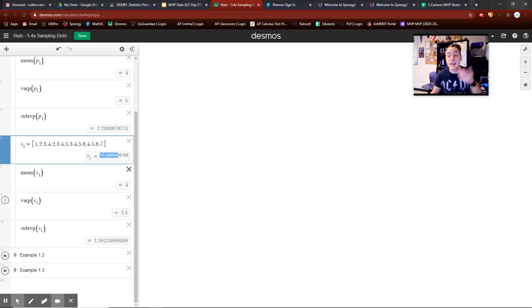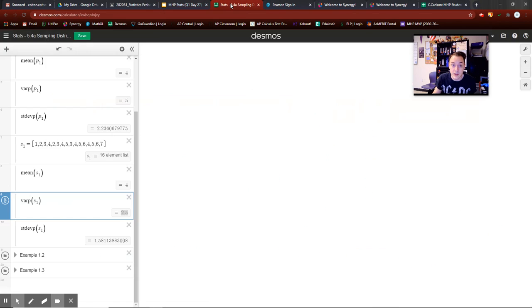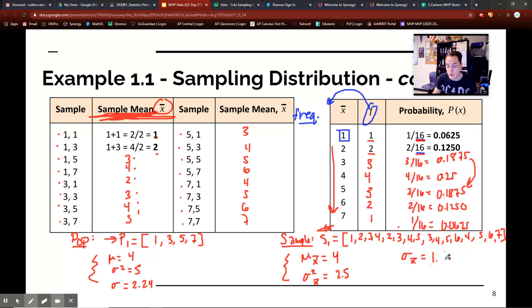We want to find the mean of my sample means. What is that? 4. It already does it for you. Okay? Boom. 2.5. 1.58. That's it. So what does that mean? That means these values here are as follows. They literally are listed right here. 4, 2.5, and then 1.58.